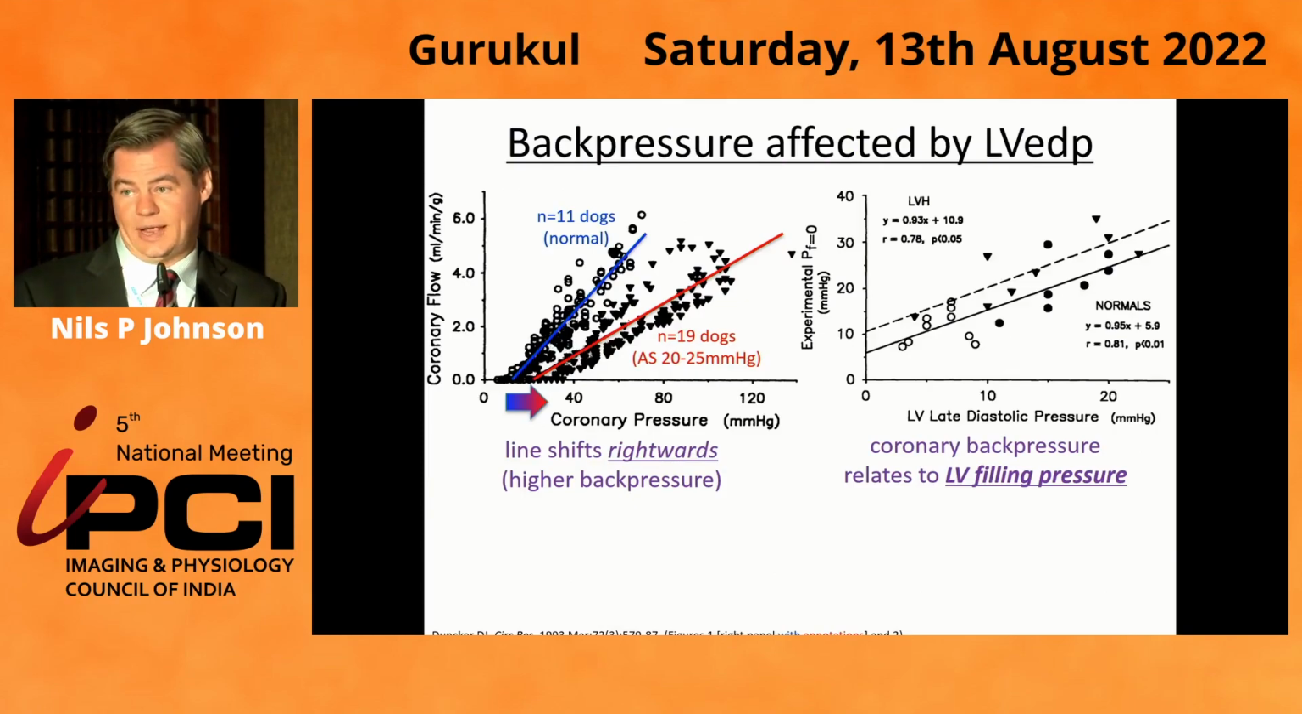The second issue that happens is that line can shift to the left and it can shift to the right. What happens when you develop aortic stenosis is it drives up LV filling pressures, and those LV filling pressures then shift that line rightward. So you have a higher coronary back pressure, and as you can see on the right-hand side, that back pressure relates to the left ventricular filling pressures.